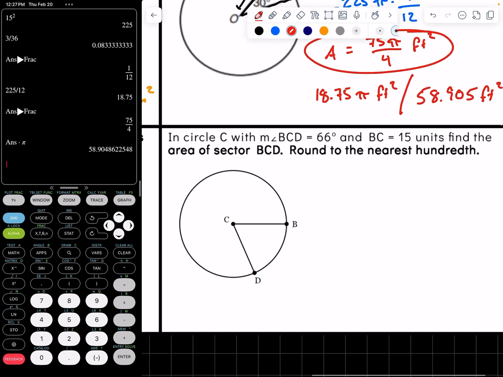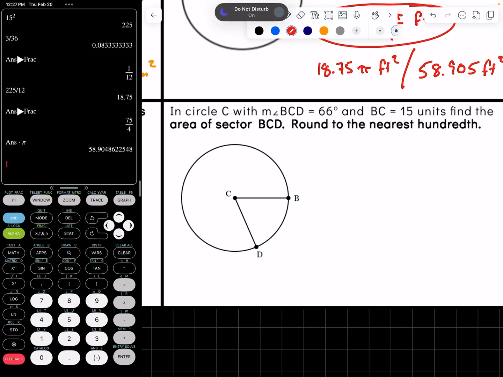So that gives us a good answer right there. And then down here at the bottom, we've got one more example. Okay, in circle C, with the measure of angle BCD being 66 degrees, so let's go on ahead and put that in there, 66 degrees, and BC being 15 units, find the area of the sector. So area equals pi r, which is 15 squared, times 66 over 360. So very similar. Okay, it's going to be a little bit different here though. We already worked 15 squared to be 225 times pi.